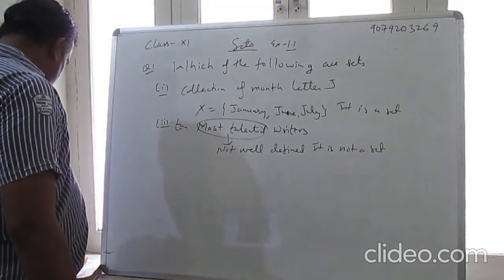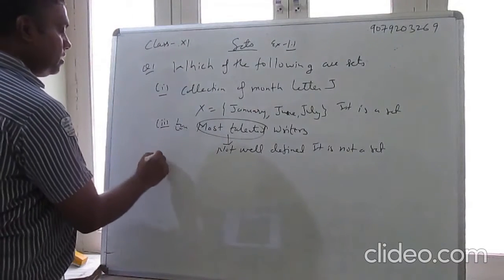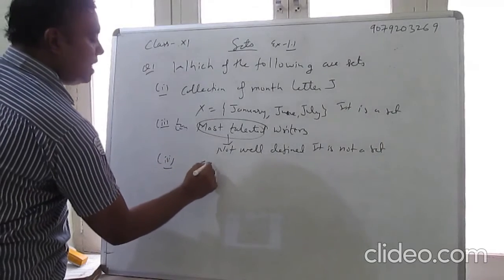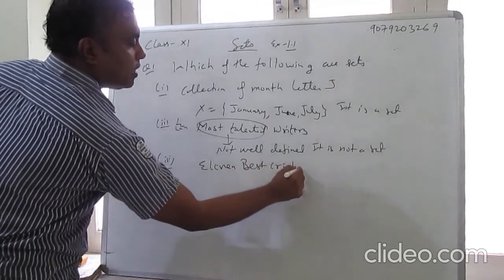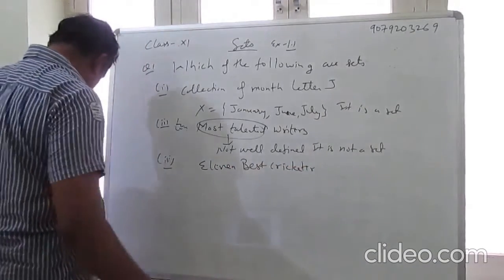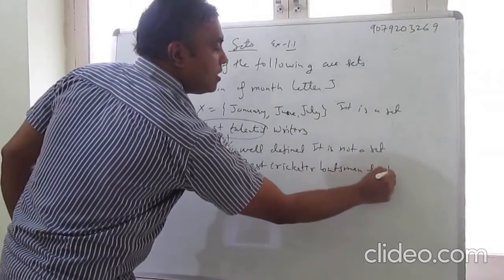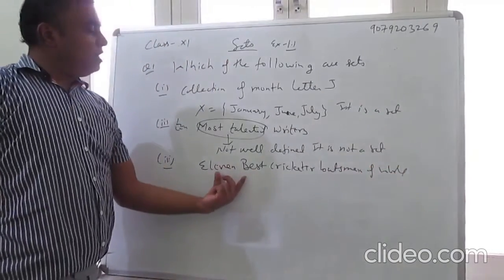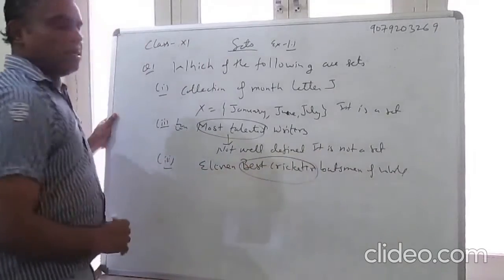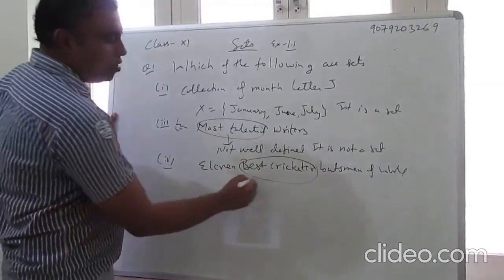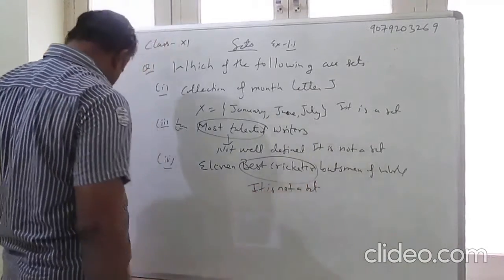A team of the 11 best cricketers, batsmen of the world. We want to make a team of the 11 best cricketers of the world. Best cricketers can differ for everybody. It is also not a set. It is not well defined. It is not a set.